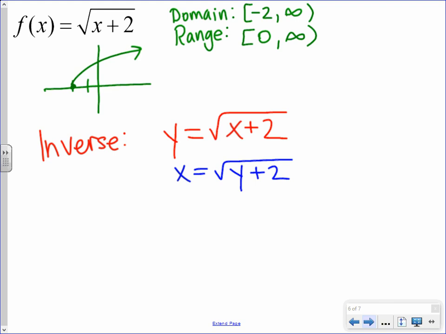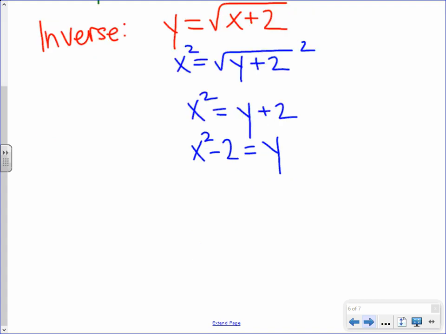Now we need to solve for y. What's our first step in solving for y? Gabe? Square both sides to get rid of that radical. X squared equals y plus 2. So y is x squared minus 2. This is how I'd like you to notate. We're finding the inverse. So with function notation, f inverse is x squared minus 2.